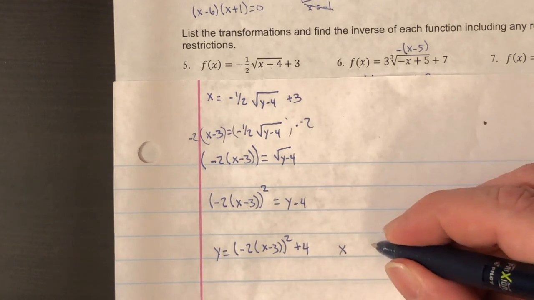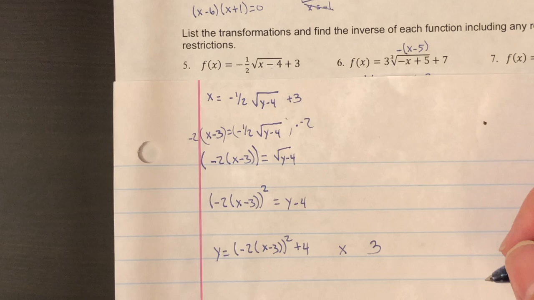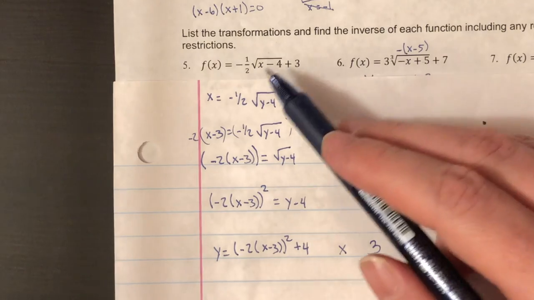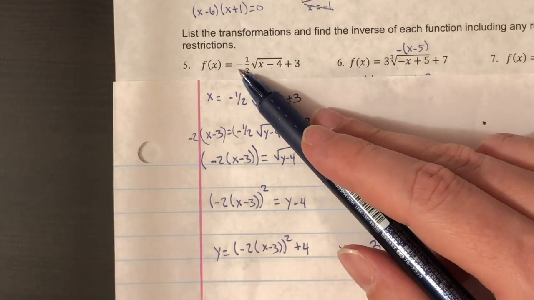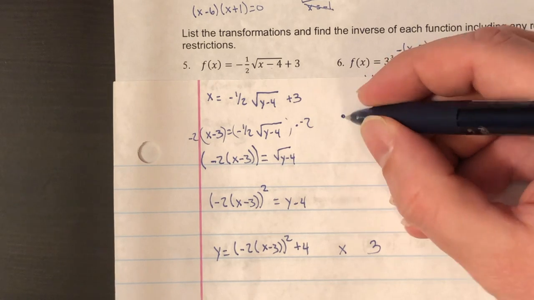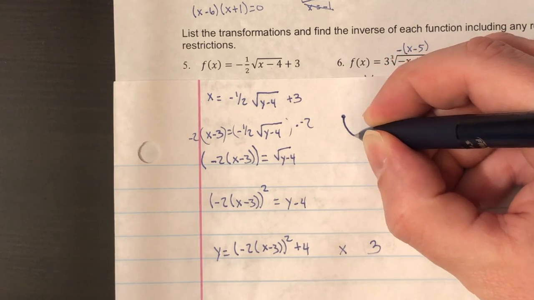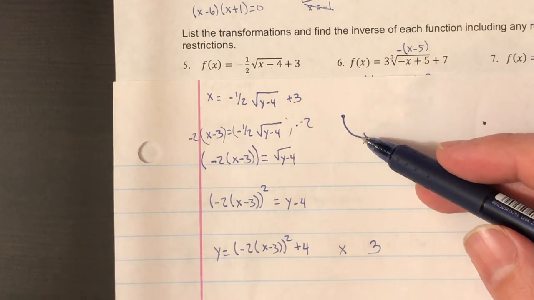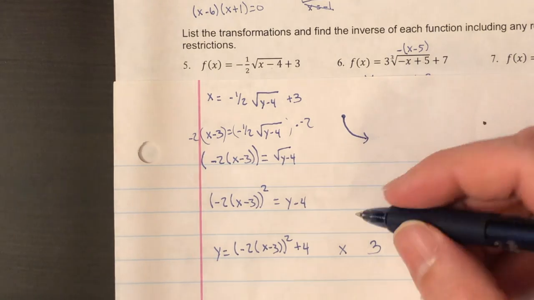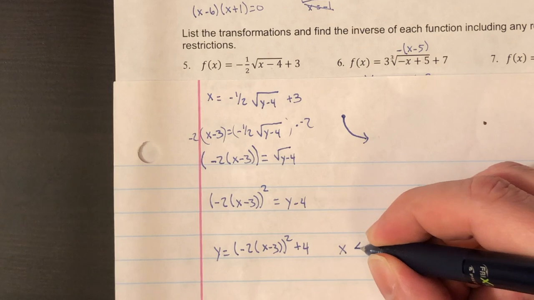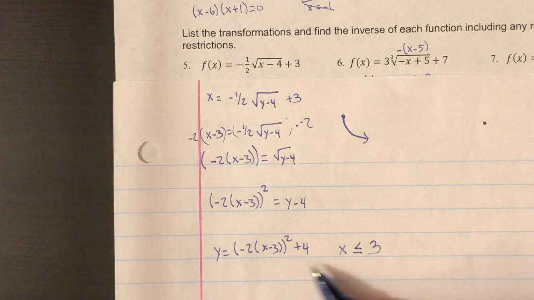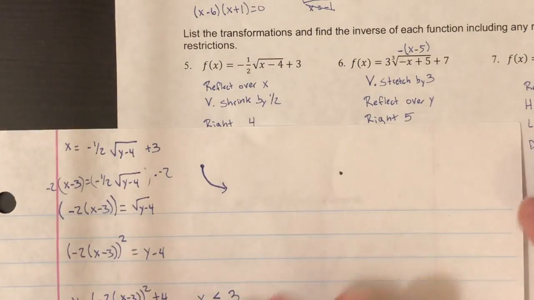I've got x, and I've got 3. Now to know if I want x values that are greater than or equal to 3 or less than or equal to 3, I need to look at which way this opened. The negative took it and made it open down like that. So I want any values that are less than 3. So this is my inverse for x values that are less than or equal to 3. Okay.